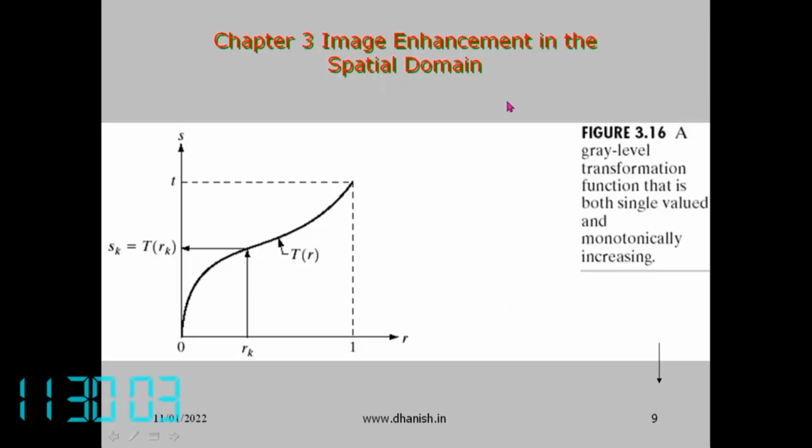So, image enhancement in the spatial domain uses a gray level transformation function that is both single valued and monotonically increasing. If r is the input, it can vary from 0 to 1, and the output can also vary only from 0 to 1. It has to be single valued. That is, if your input intensity is, say, 5 units, you cannot have two outputs. It has to be 10 only. Only one value is permissible.